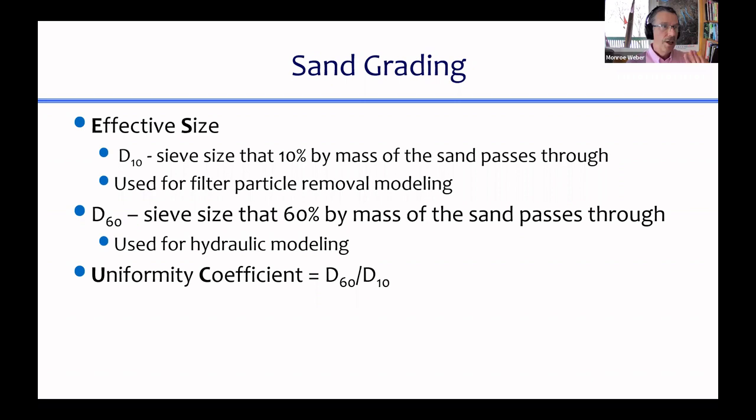And see, this connects back with porosity, right? If you have a very uniform sand size in your filter, it's going to have a higher porosity, which is what you want, because in the filter, it's the pores that do the work for you. The pores are where you can tuck particles and have them removed, and it's the pores where the water flows through. So you want high porosity. That means you would like a low uniformity coefficient, so it's close to 1.